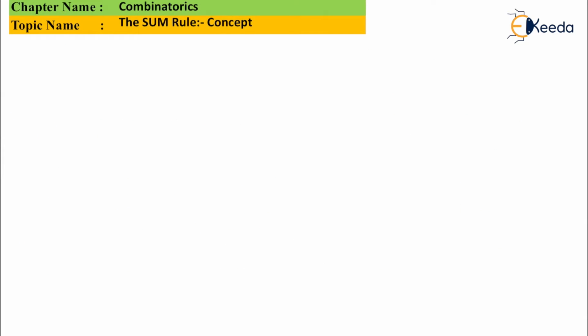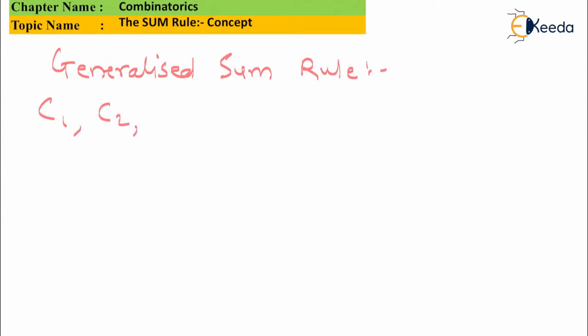So we'll generalize it to the generalized sum rule, which says that if you have choice set 1, choice set 2, choice set 3, up to, let's say, n choice sets, so there are n choice sets available.